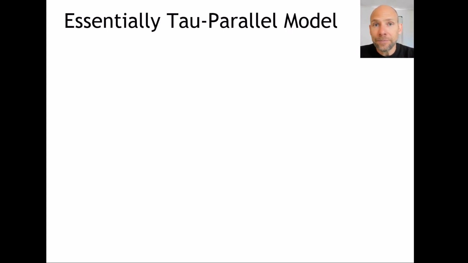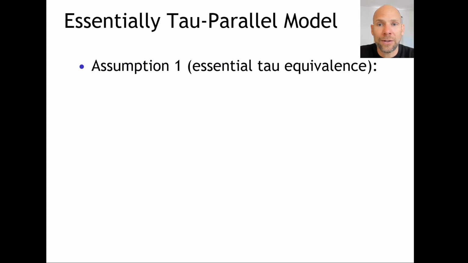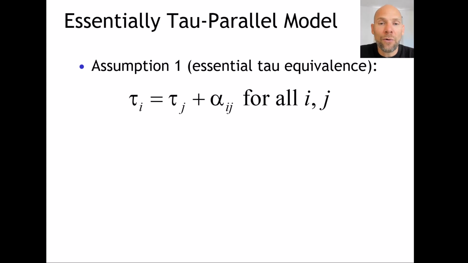The next model in the logical order is the essentially tau parallel model. So you can see that that already softens up the tau parallel assumption. It's no longer strictly tau parallel. Now it's essentially tau parallel. Now let's take a look at what that means for variables to be essentially rather than strictly tau parallel. Essential tau-equivalence means that we are allowing for a constant difference between the true score variables for any given pair of tests.